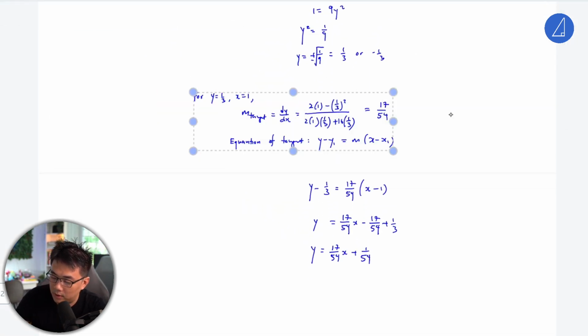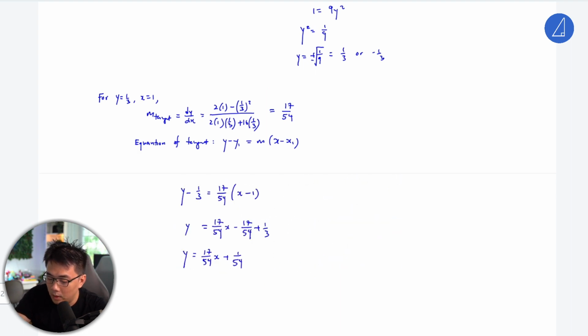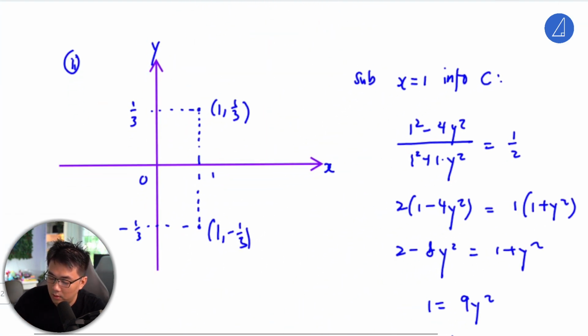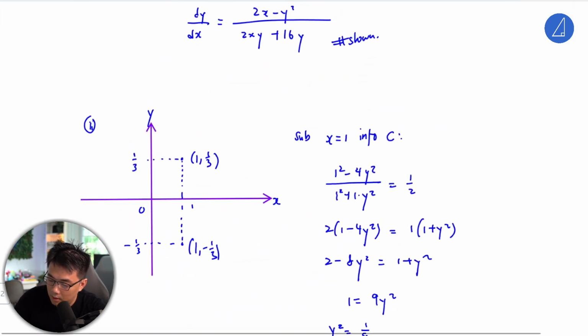So maybe I just put this aside. In other words, this tangent equation here will be something like that, with 1 over 54, so it's like that.